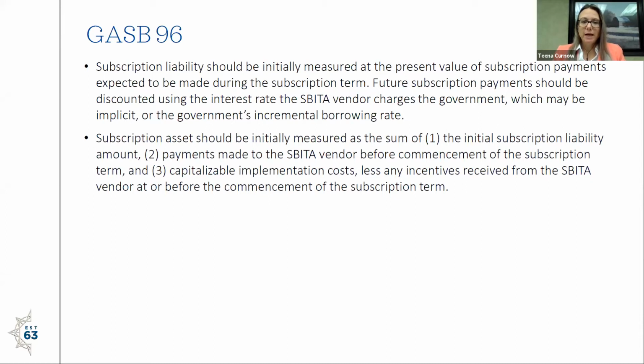The subscription asset should be initially measured at the sum of the subscription liability plus payments made to the vendor before commencement of the term, and any capitalizable implementation cost, which we'll talk about in a subsequent slide, less any incentives received from the subscription vendor at or before the commencement of the subscription term.